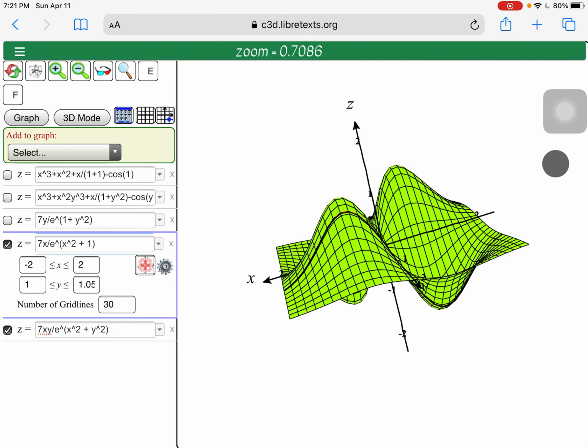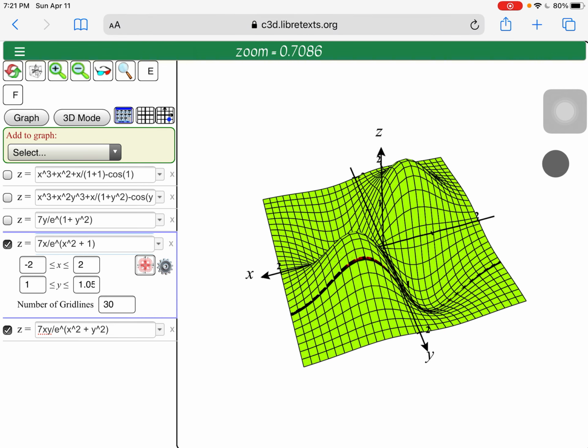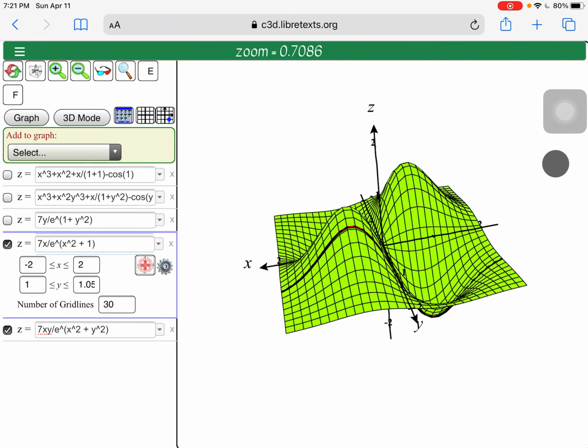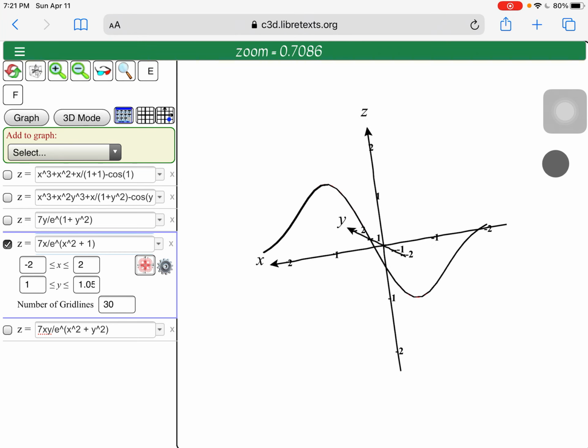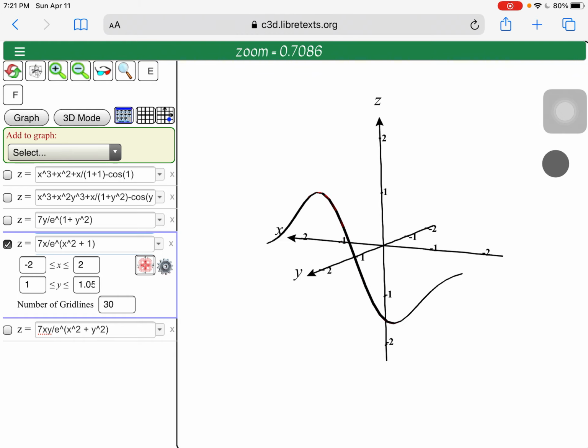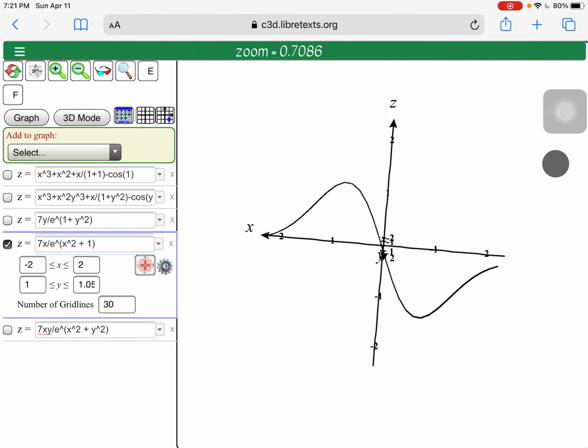So here we are at y equals 1, and that is the curve that is on the function. And similar thing, if we turn off the function, this is now very clearly, as it was even before when the function was turned on, a single variable curve.